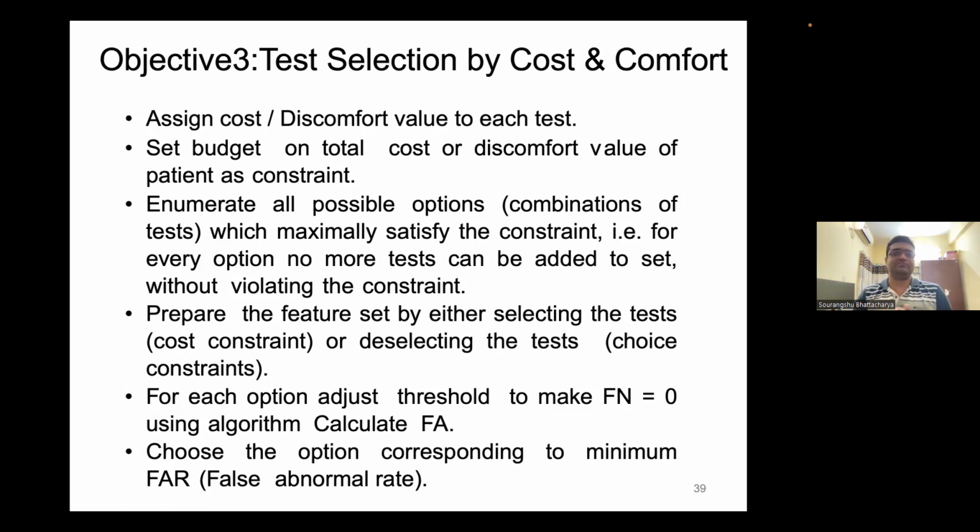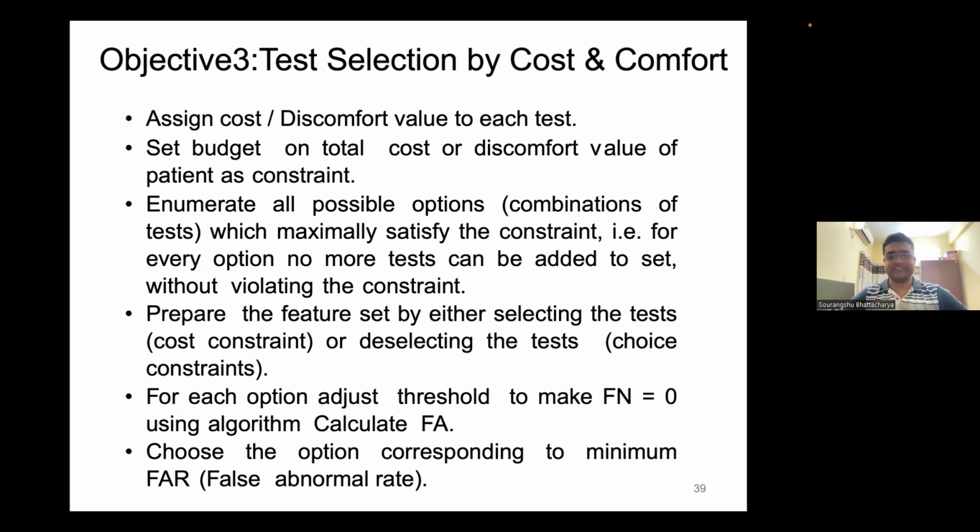Based on the cost and the budget, certain combinations of tests may not be feasible. So you enumerate all the combinations of tests which are feasible, and once we have these, we say that these particular tests have been conducted, so these features are now available for us. Can we achieve a false normal rate of 0 under this constraint?